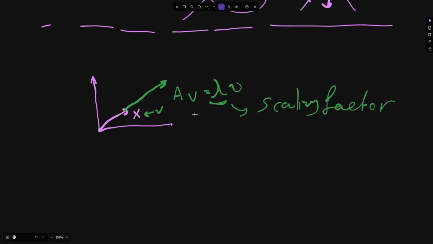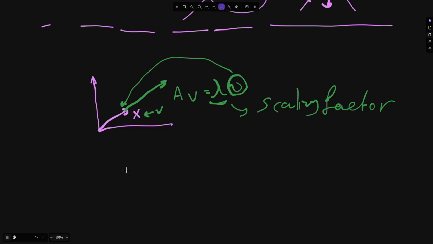All we have done is take our original vector here, this one, and multiply it by a scaling factor lambda. So the equation literally says matrix A acts on vector v by just scaling vector v by a number lambda. Okay, so how do we calculate it now?